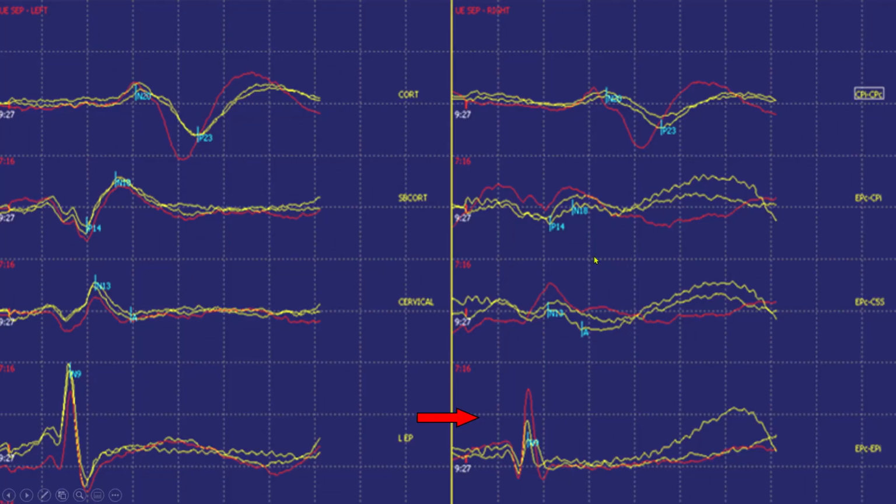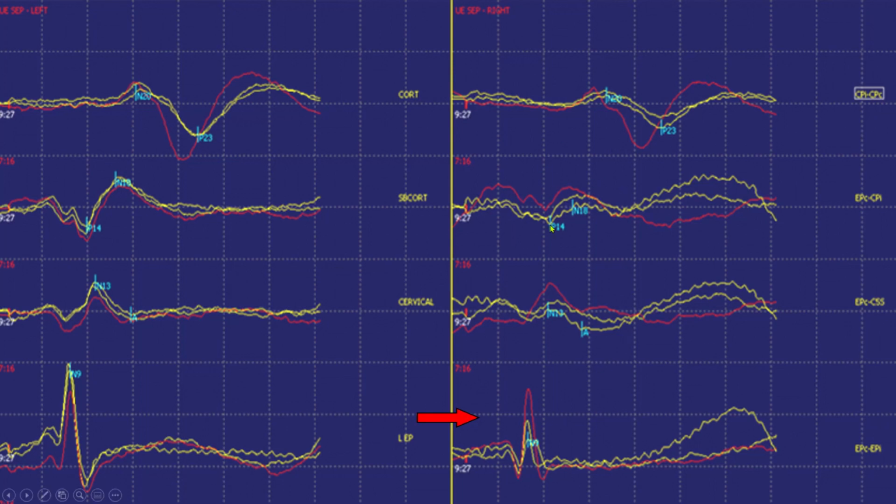This is an SSEP. This is the left side. This is the right side. The red is the baseline, and the yellow are the subsequent runs. Now you see the change here. These are the cortical responses or the brain responses. And you see the shift, and it's on both sides. That's probably due to drugs and anesthesia.